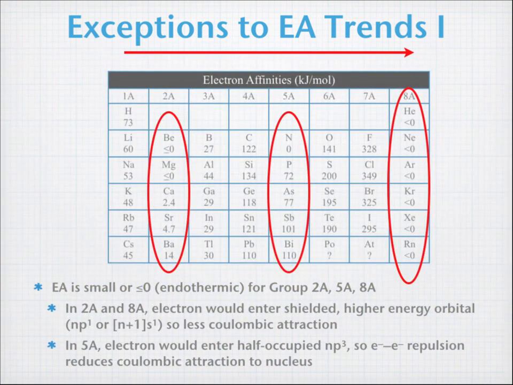In column 5A, we have a similar thing, but we're not putting the next electron into a higher energy orbital. Nitrogen, phosphorus, and arsenic are all p3 elements, and putting that next electron in is going to require pairing it up. When we pair up that next electron, we get increased electron-electron repulsion because it has to go into an already half-filled orbital. So that electron-electron repulsion is going to decrease the attraction of that electron to the nucleus and make it less favorable to put that electron into the atom.